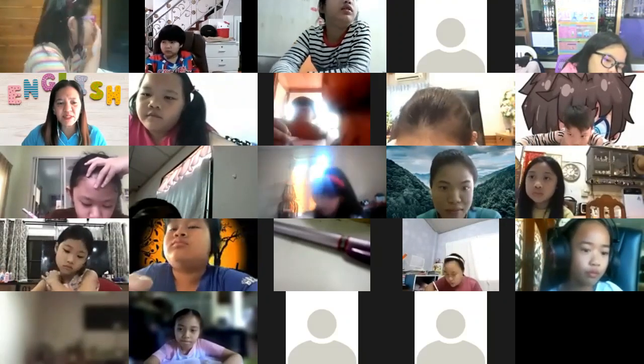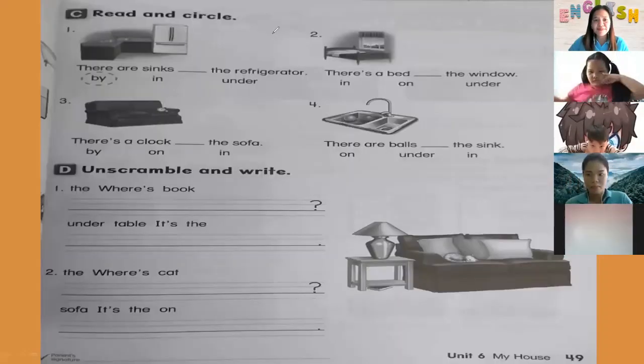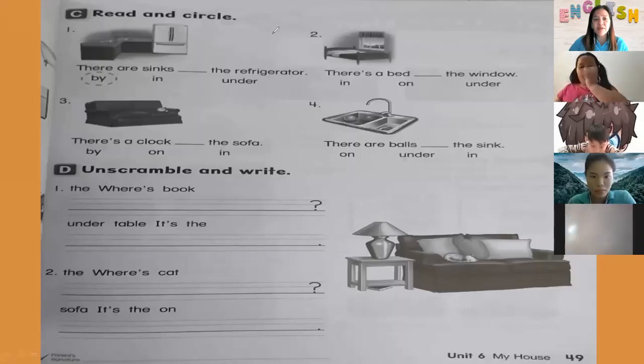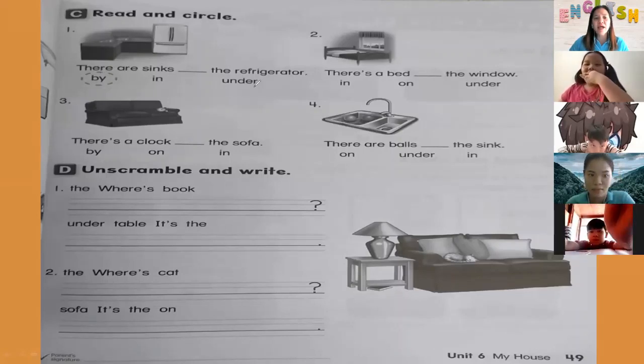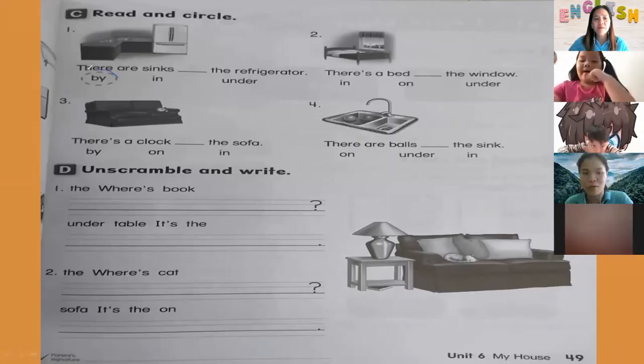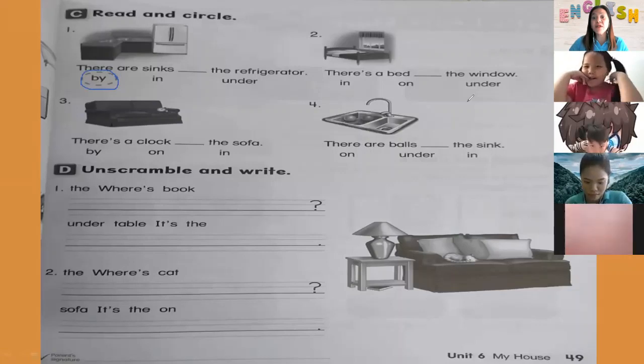Okay, so let's circle the correct answer now. Tell me your answer. Again, I will read and then you tell the answer, okay? There are sinks by, in, under the refrigerator. By. Okay. You have to wait for teacher before you give your answer. Okay, be polite.